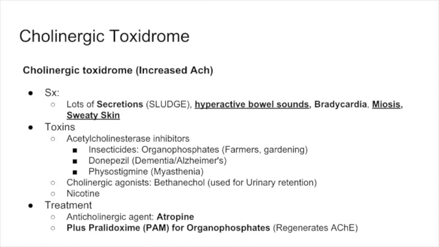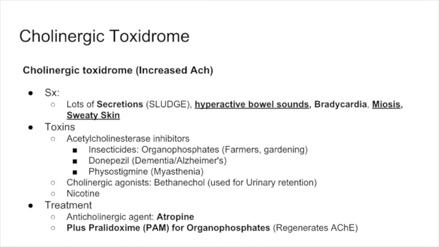Another acetylcholinesterase inhibitor is donepezil, a medication used for dementia and Alzheimer's to increase acetylcholine in the synapses. You can overdose on donepezil and have a cholinergic toxidrome. And lastly, the last of the acetylcholinesterase inhibitors is physostigmine, which is a medication used for myasthenia gravis. Actually, I apologize. Let me take a step back.